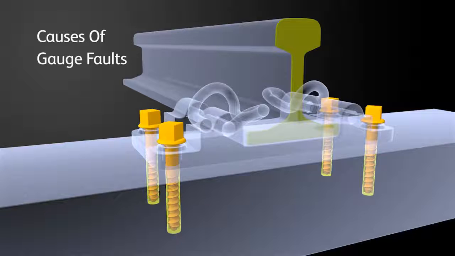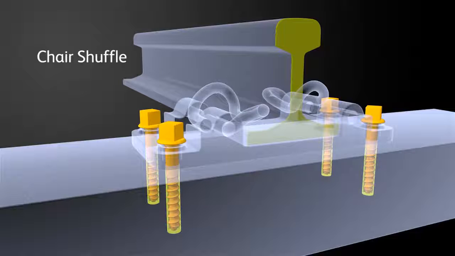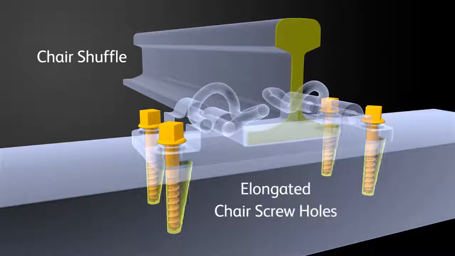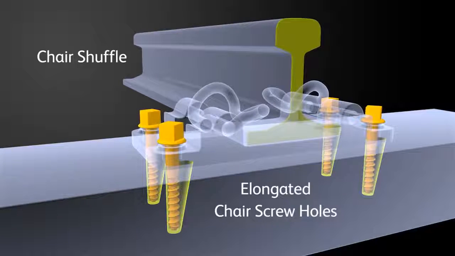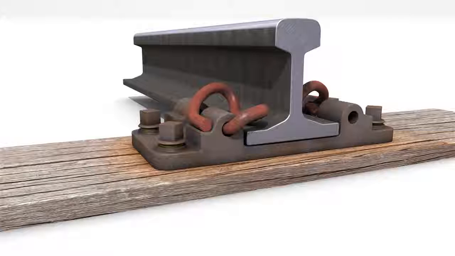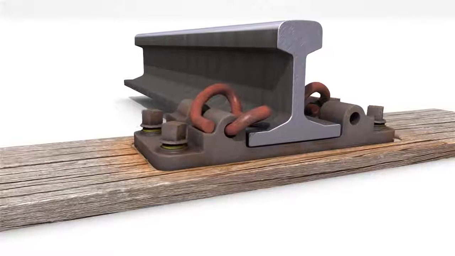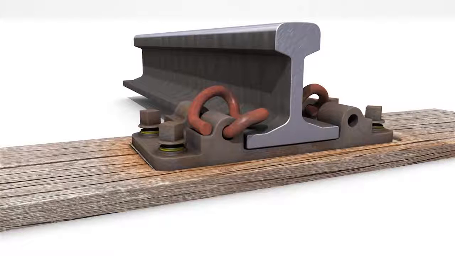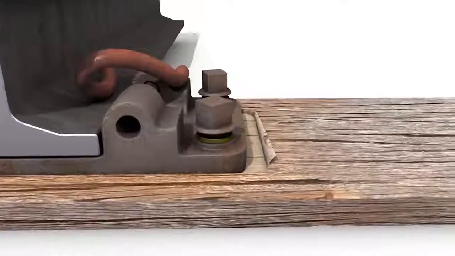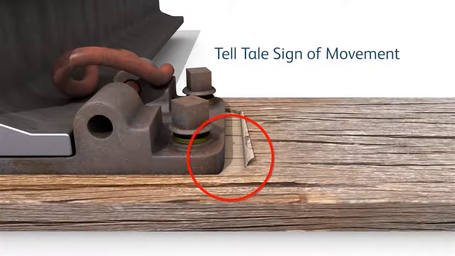Some examples of gauge faults on wood are chair shuffle. The holes for chair screws in the wooden sleepers have become elongated, and the lateral forces of the trains push the rails and chairs outwards. One of the telltale signs for shuffle is a wear pattern forming in the sleeper. The constant lateral movement creates a sandpaper-type effect, which rubs away the sleeper, causing the base plate to slowly start embedding in the sleeper. In addition, at the end of the sleeper gall, some wood shavings may appear.